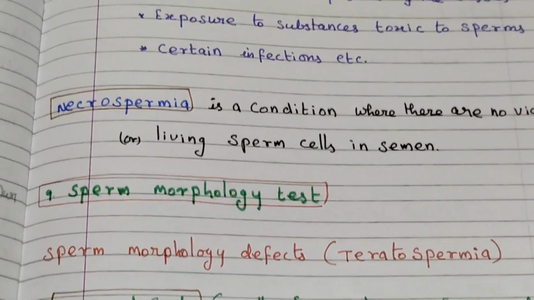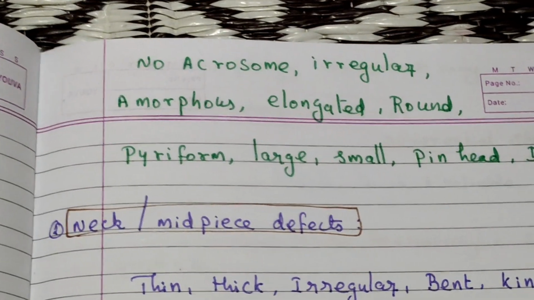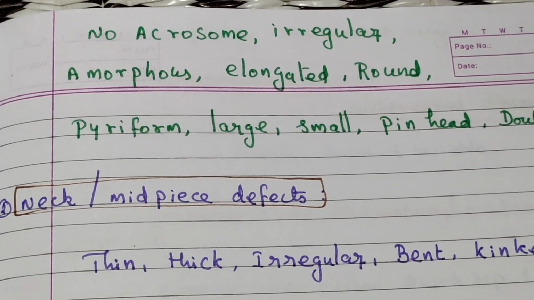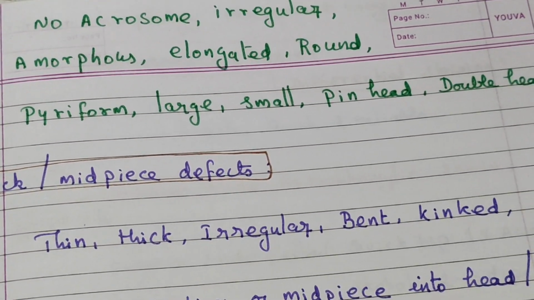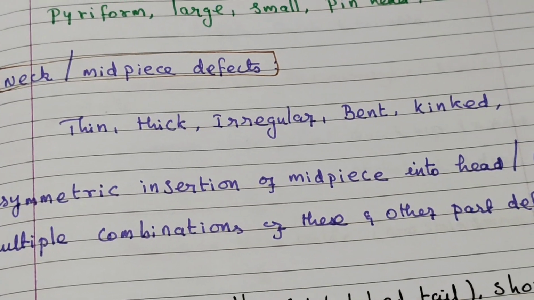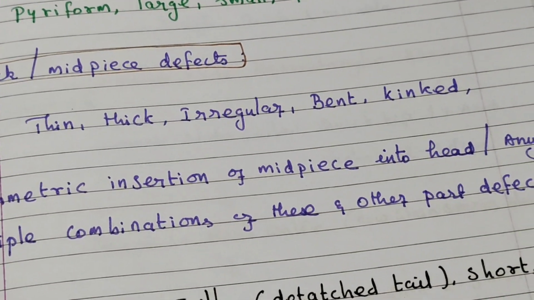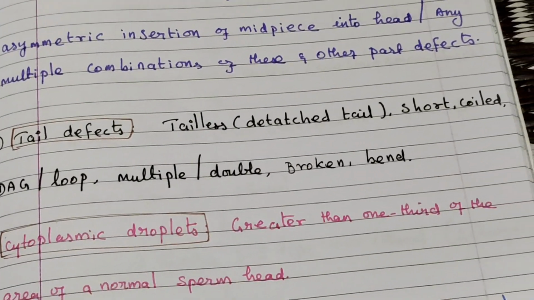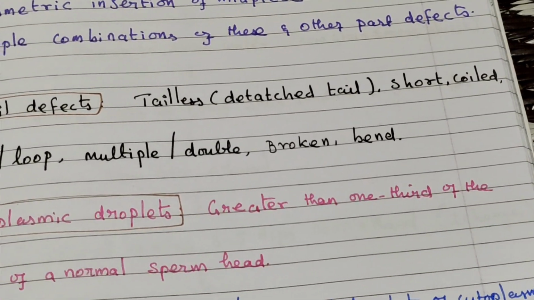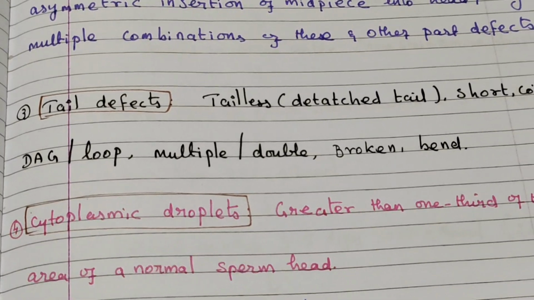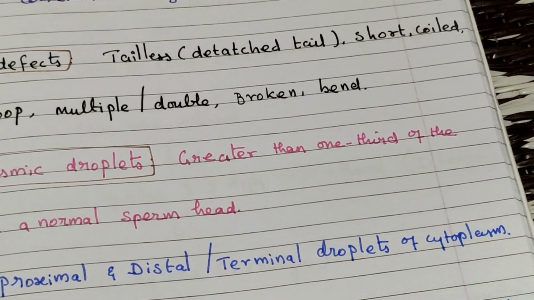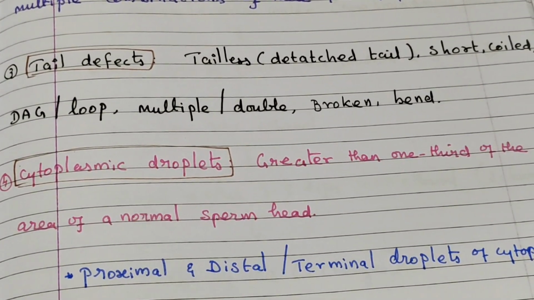So, head defect. The diagram is attached. Some heads may not have a chromosome, or be irregular in shape, amorphous, elongated, rounded, pear-shaped, large, small, pinhead or double-headed. In a mid-piece or neck-piece defect, it may be thin, thick, irregular, bent or kinked. In the case of tail defect, some are tailless, they don't have a tail. Otherwise it may be short, coiled, have a loop, be multiple, broken or bent. Cytoplasmic defect is greater than 1/3 of the area of a normal sperm head.